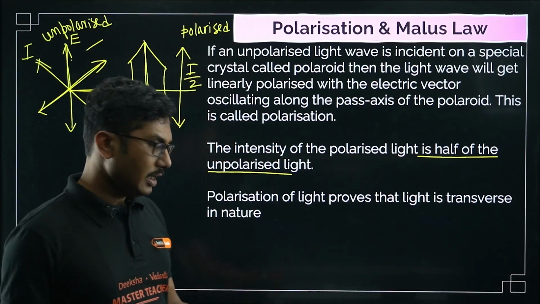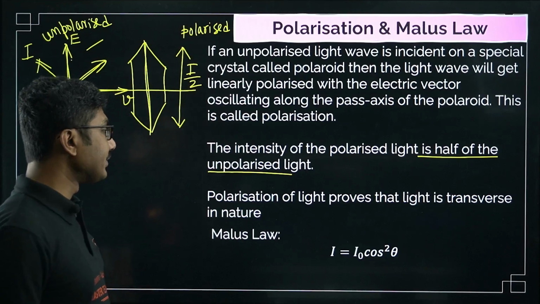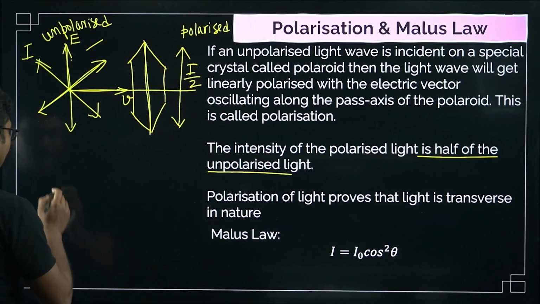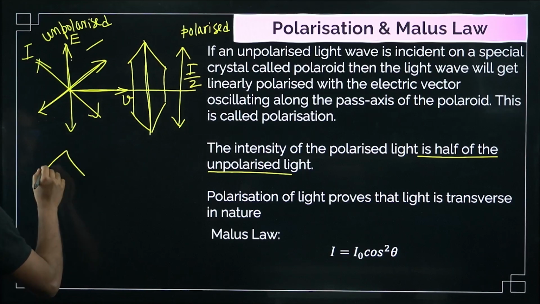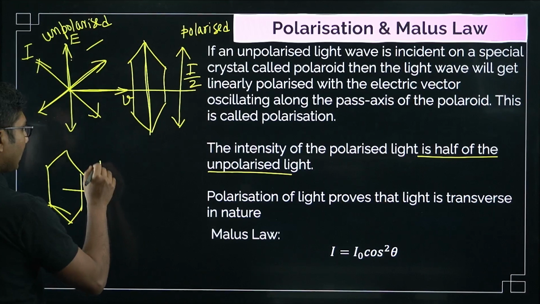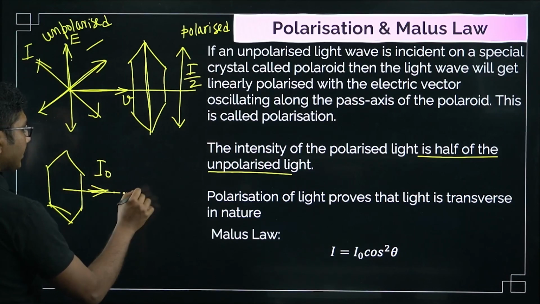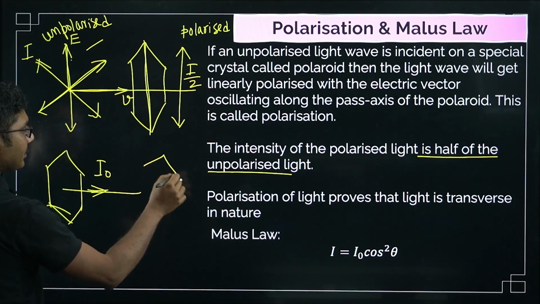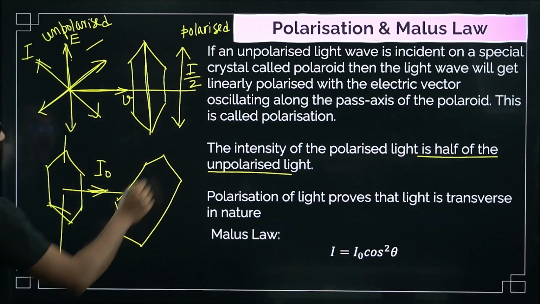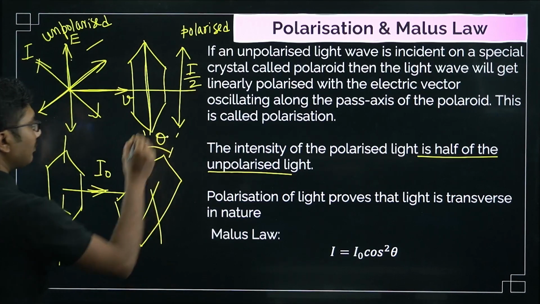Now there is a very important law, Malus law, which says the following. Suppose I have a Polaroid, and after polarization a light of intensity I naught is coming out of this Polaroid. I have a second Polaroid which is at a different angle. This is the pass axis of the first Polaroid, this is the pass axis of the second Polaroid, and with respect to the pass axis the angle is, say, theta.